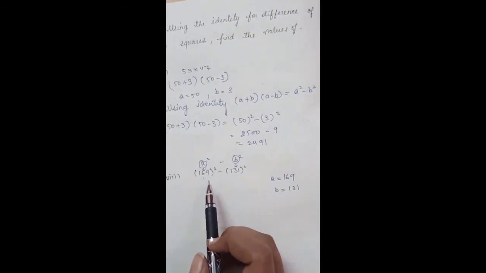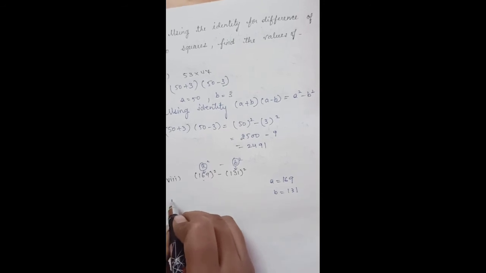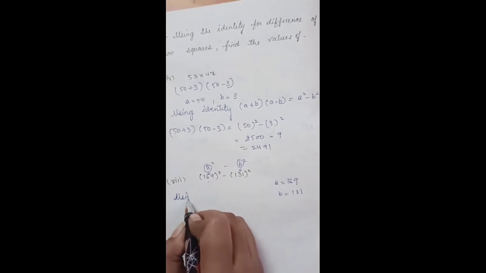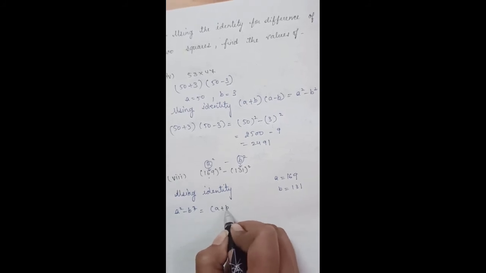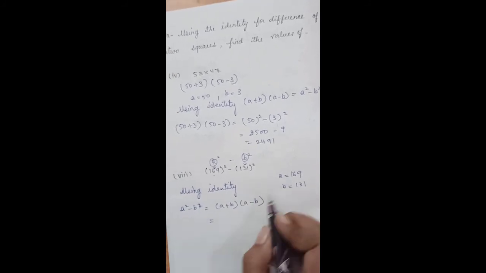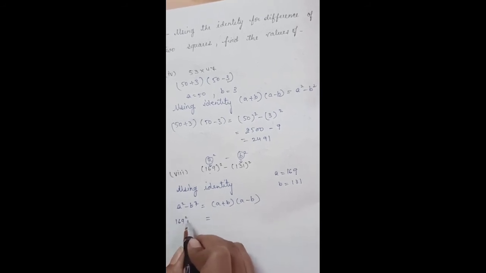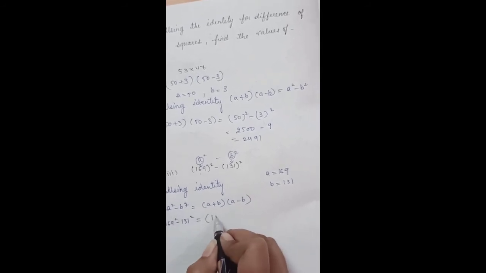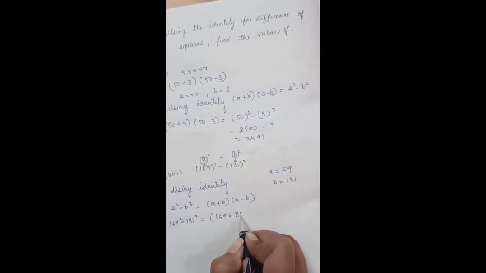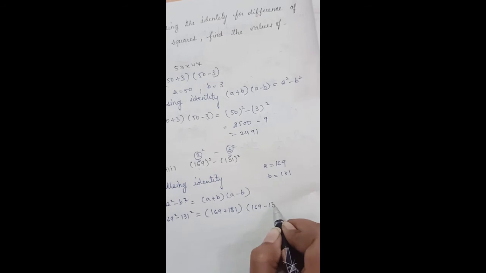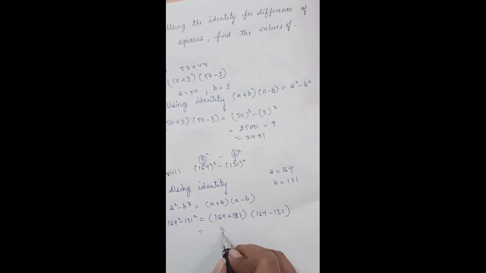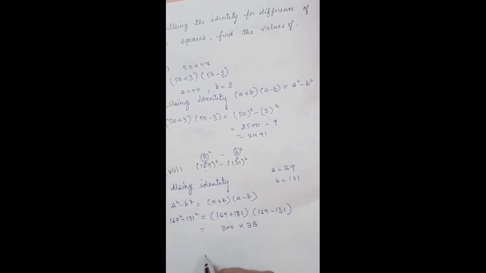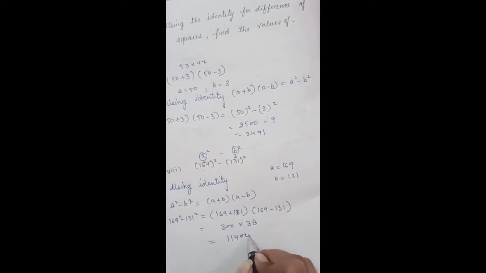So here we use the identity a square minus b square is equals to a plus b, a minus b. So 169 square minus 131 square is equals to 169 plus 131, 169 minus 131. So when you add these two numbers here, you get 300 and here you get 38. So you will get the answer 11400.